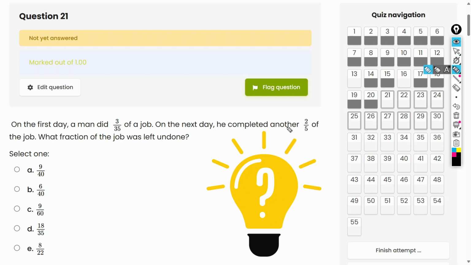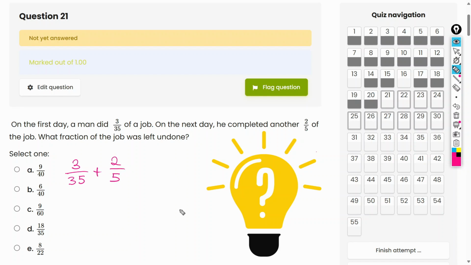On the next day, he completed another 2 out of 5 of the job. What fraction of the job was left undone? To figure out the fraction left undone, let's first find the fraction done. The fraction done is 3 out of 35 plus 2 out of 5.